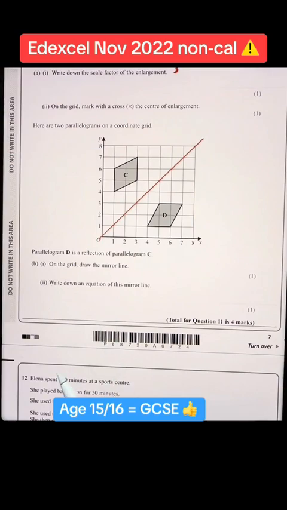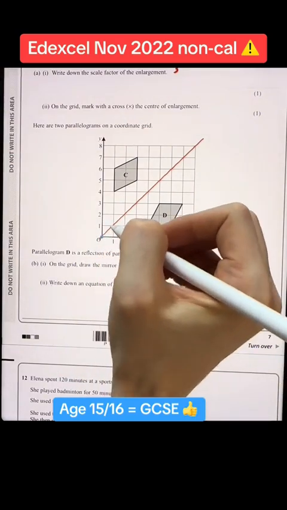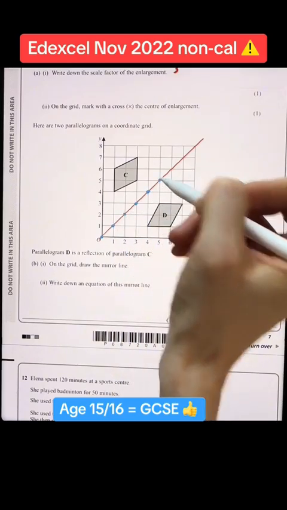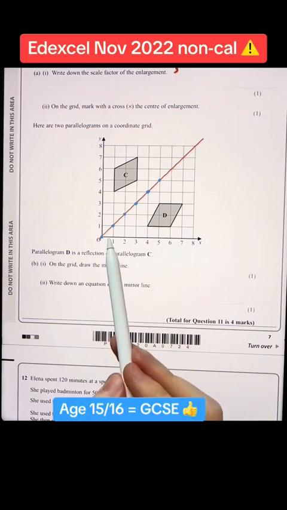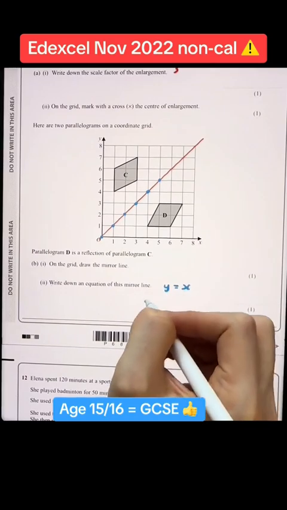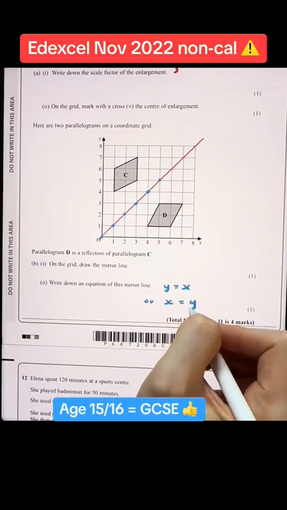write down the equation of this mirror line. Looking at the coordinates of this mirror line, it passes through (0, 0), (1, 1), (2, 2), (3, 3), (4, 4), (5, 5), etc. So whatever x is, y is exactly the same. So that line is y equals x, or you can call that x equals y.